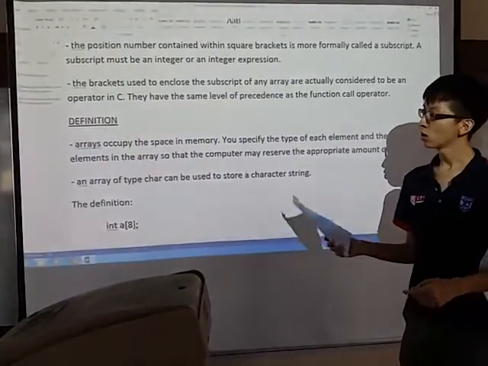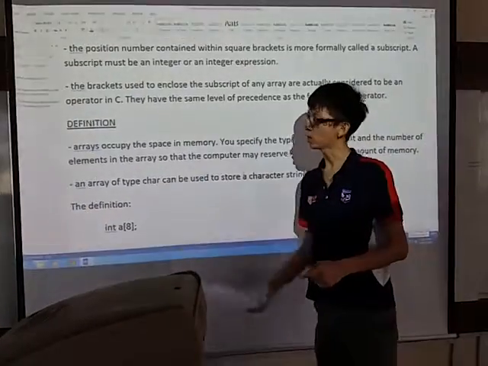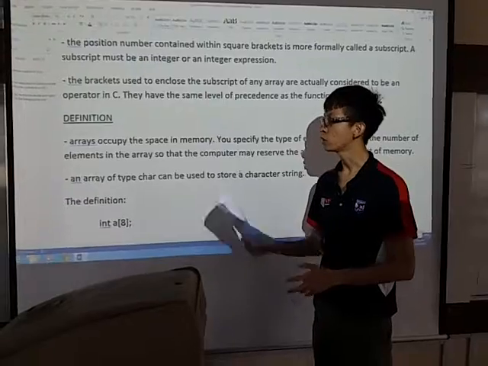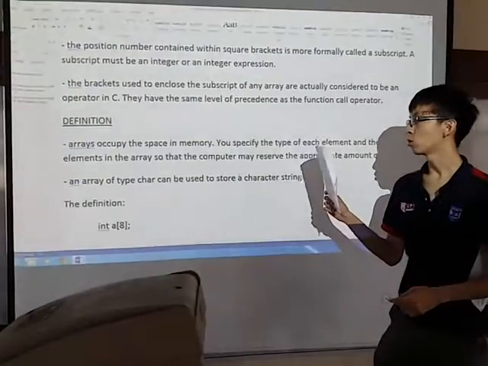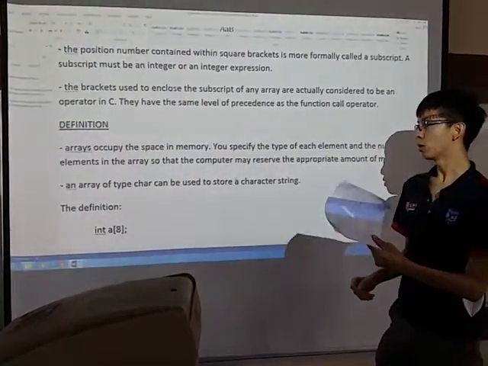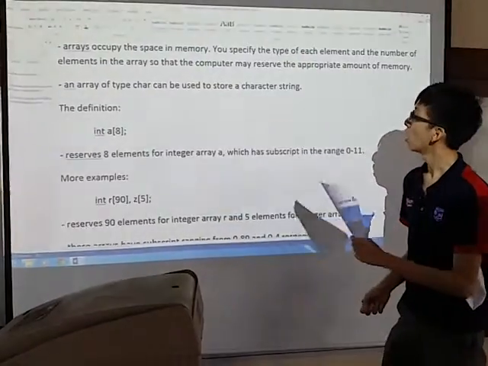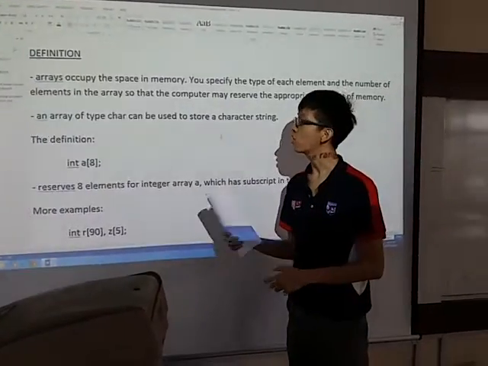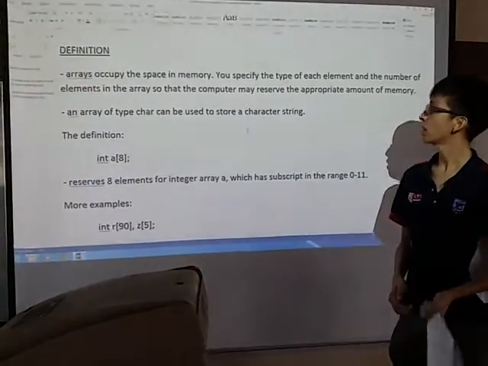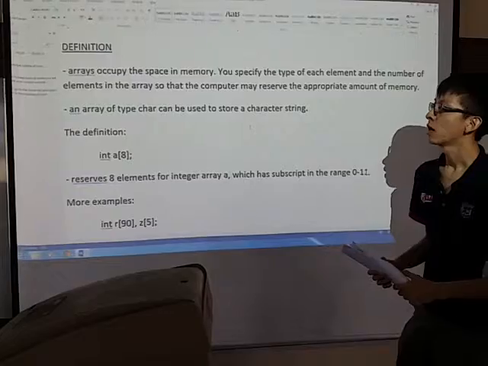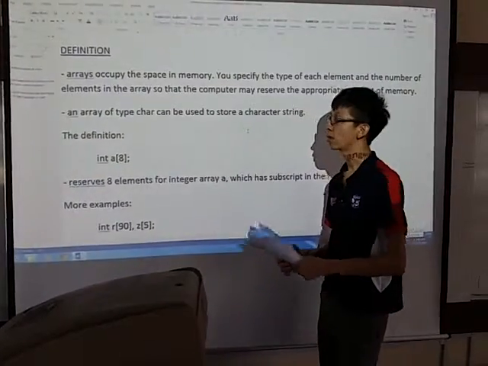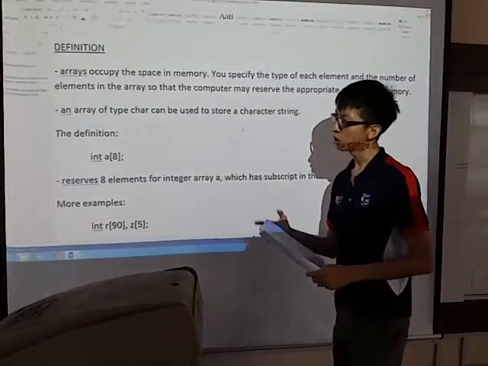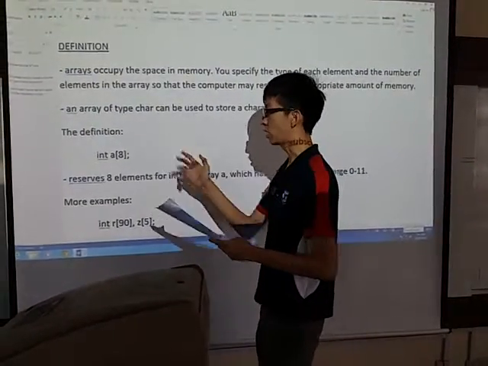So now we are reaching the definition of an array. Arrays occupy space in memory. We need to specify the type of each element and the number of elements in that array so that the computer may reserve the appropriate amount of memory. An array of type character can also be used to store a character string. So let us look at an example for this definition.